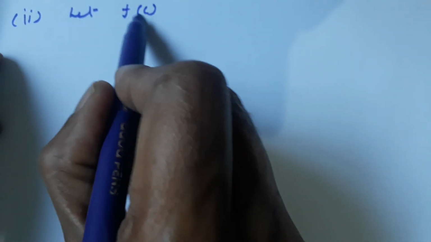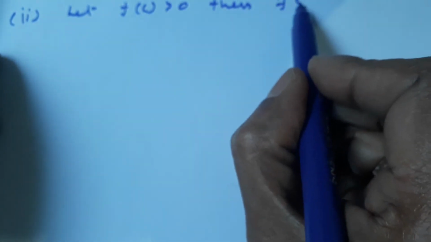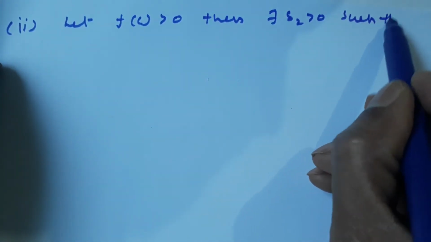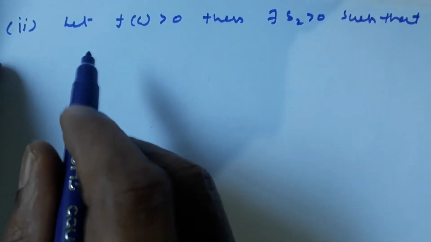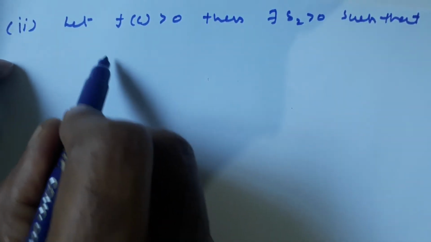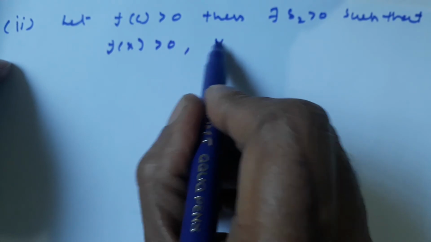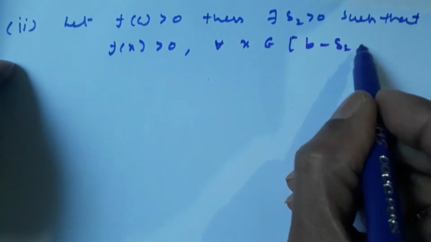In the second point, we prove that C is less than B. For that, let f of C be greater than 0. Then there exists delta 2 greater than 0 such that f of x is greater than 0 for all x belonging to the closed interval B minus delta 2 comma B.